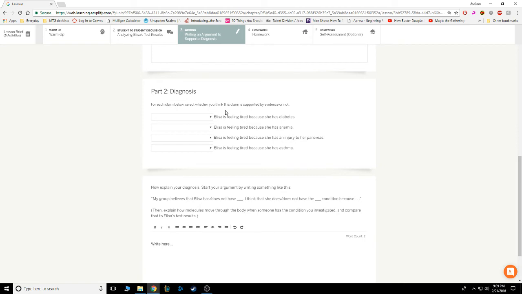For each condition below, we're going to say whether or not we think it's supported by evidence. We'll talk about it as a class at this point, and I'll get your feedback on it so you get an idea of what the other groups and pairs are working on. We'll start with just asthma, since that's the one I'm looking at before we move on to the others.